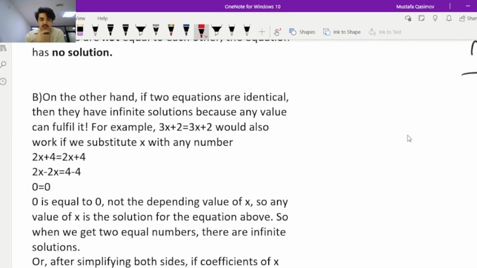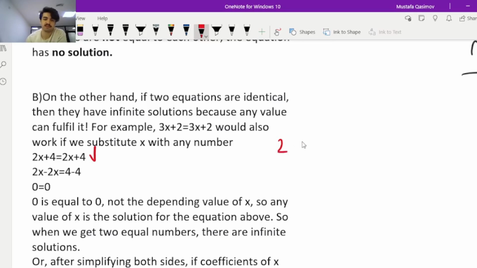But on the other hand, we may have an infinite number of solutions. For an infinite number of solutions, basically we have two identical equations, but maybe written in different forms. For example, let's take this one: 2x plus 4, 2x plus 4, they are the same. Whatever you put in instead of x, you will get the same number. That's why all real values are the answer for x.